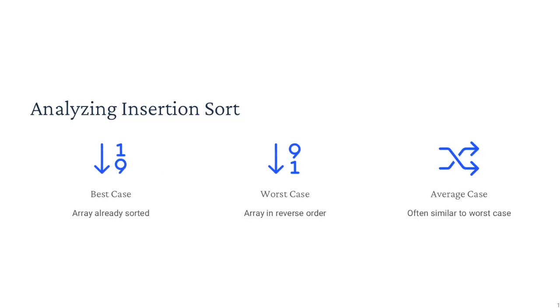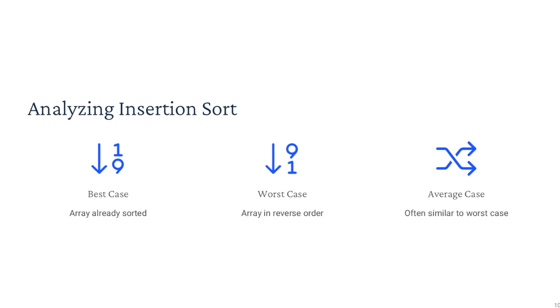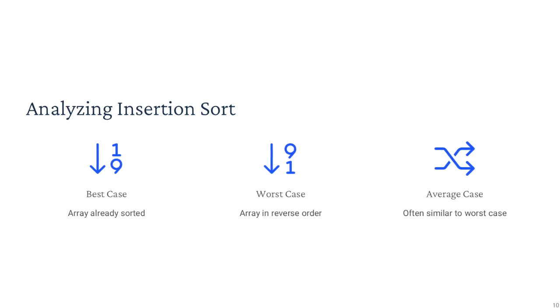Analyzing insertion sort's performance reveals insights into its efficiency across different scenarios. In the best case, when the array is already sorted, the algorithm performs Theta(n) comparisons, as each element only needs to be checked once. In the worst case, with a reverse-ordered array, the algorithm performs Theta(n squared) comparisons and shifts, as every element must be moved to its correct position.